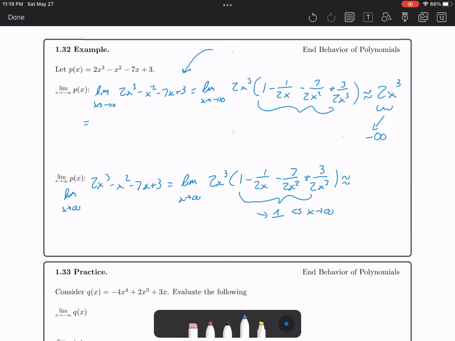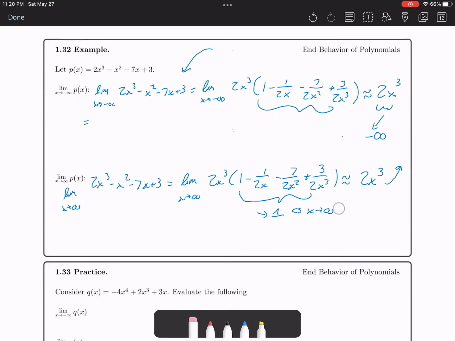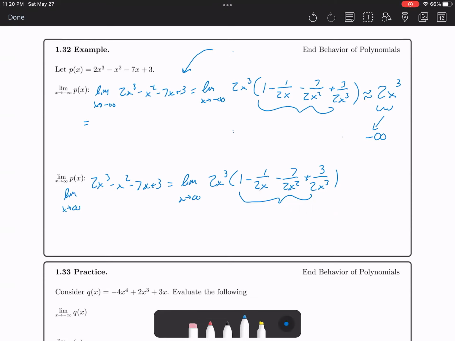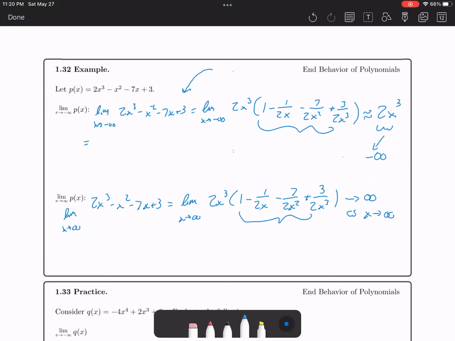So this function really just looks like 2x cubed, which blows up to positive infinity as we go to the right. So the limit, see, how can we say this? We can say that this function approaches positive infinity as x approaches positive infinity, right? We also knew that as we move in this direction, we blow up without bound.